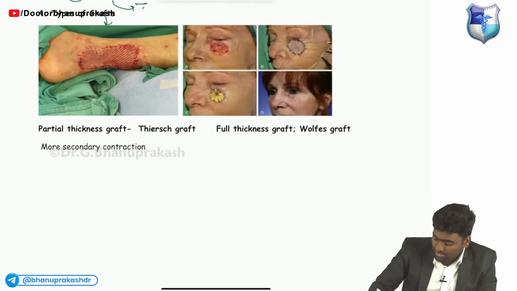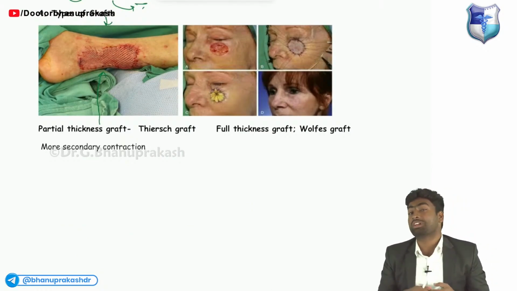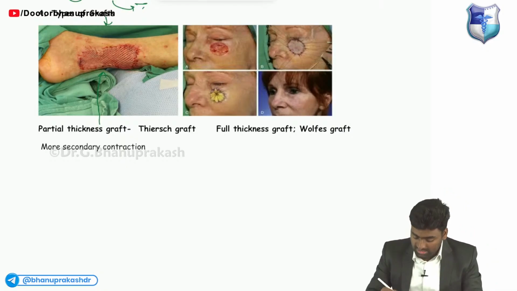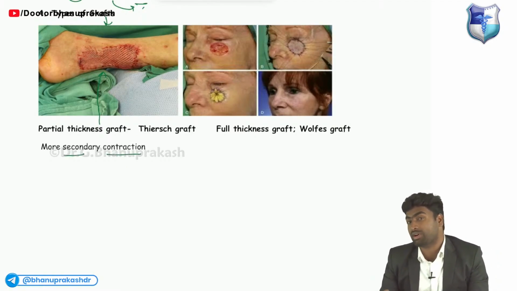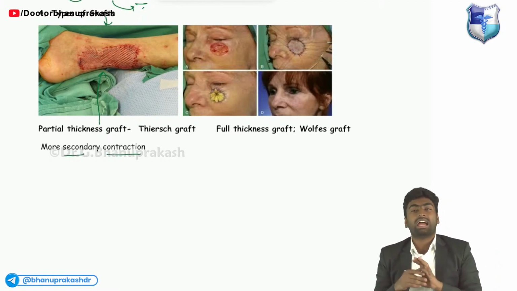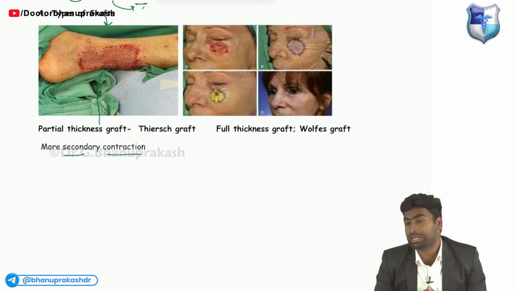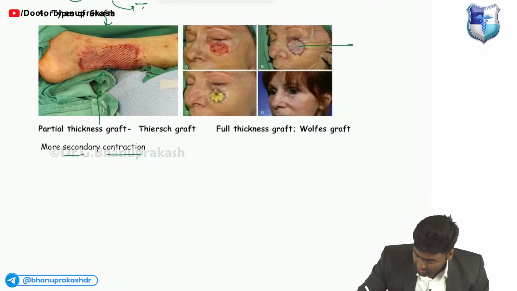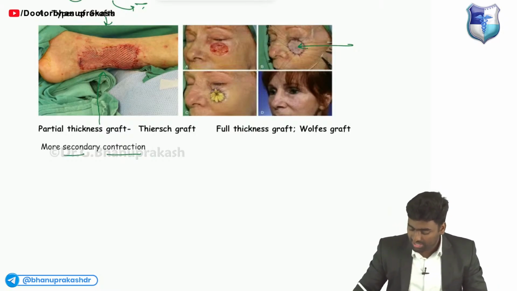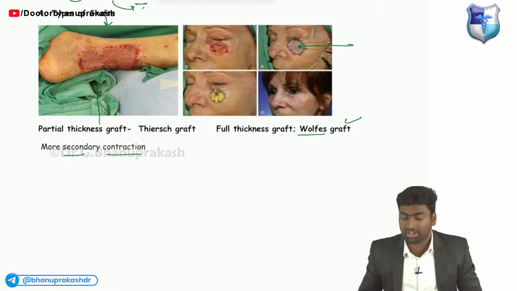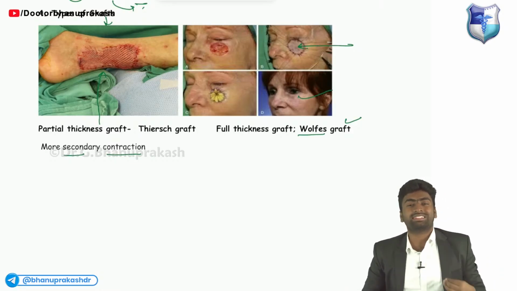Next, about the type of graft: this is the partial thickness skin graft, and it will have gaps so that you can stretch it and cover the maximum surface area. But the only problem here is that it will have maximum secondary contraction. Because of this, it will have a very poor cosmetic outcome. Next, this type of graft is known as full thickness skin graft, also known as Wolfe's graft. Here the cosmetic appearance will be better because of less secondary contraction.